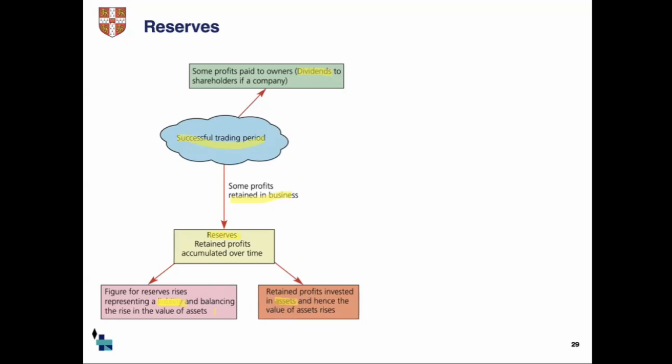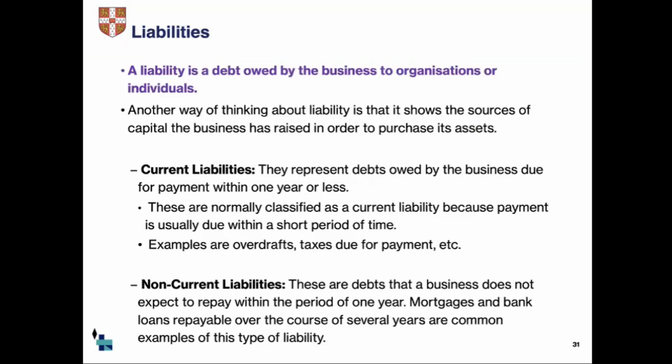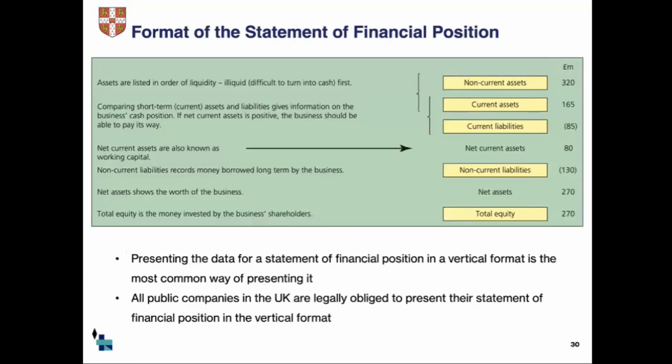and then these reserves can be used to finance assets in the future. In our next class, we will look at the format of the statement of financial position, how it is presented. We've already looked at this. I have to delete this slide. We've already looked at what current liability and non-current liability is. Yes, it's the same thing here. So current liability and non-current liability.